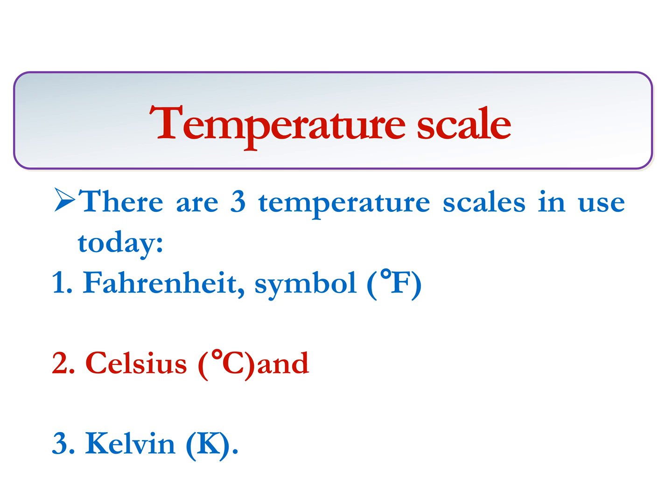So let's look now at temperature scales. There are three temperature scales in use today. One is Fahrenheit, and the symbol is degree F. The second one is Celsius, and the symbol is degree C. And the third one is Kelvin. The symbol for Kelvin is simply K. There's no degree on it.